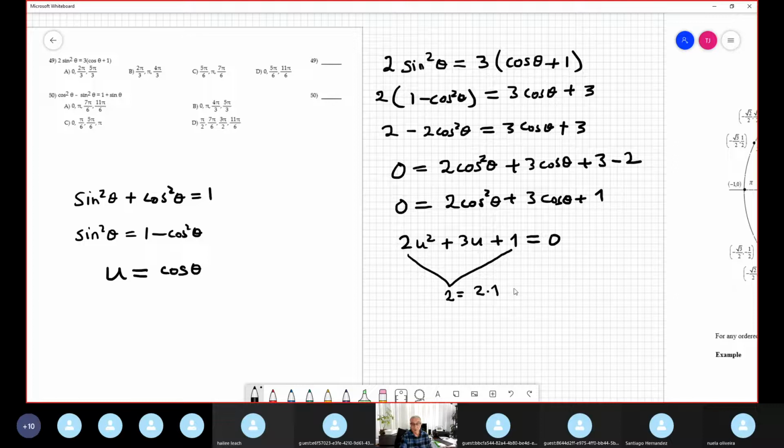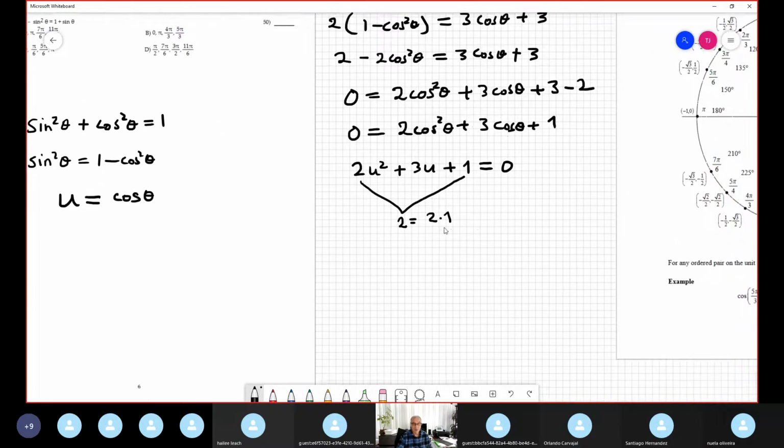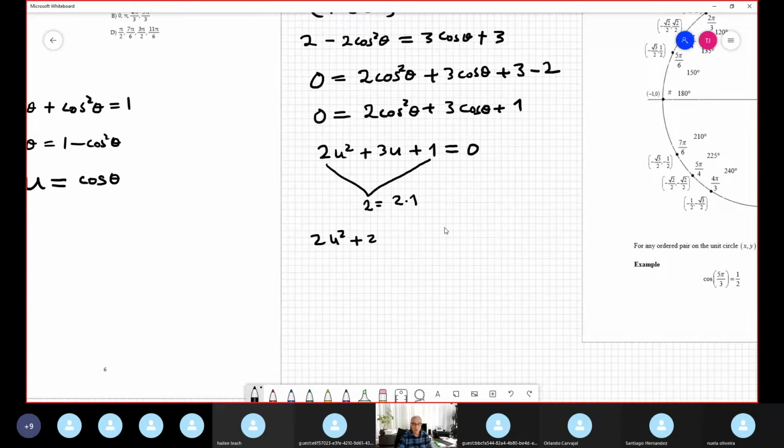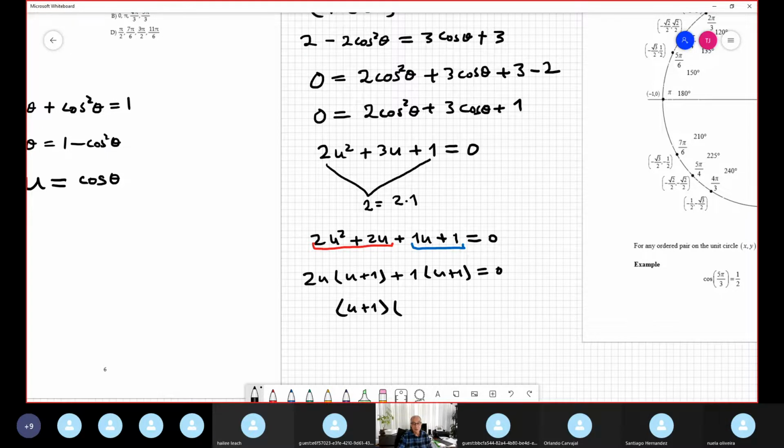So you separate, for example, 2u squared plus 2u plus 1u plus 1 equal to 0. Do you follow me? Yes. Now grouping. The couple red and the couple blue. In the couple red, the greatest common factor is 2u, and we have u plus 1. And the greatest common factor here is obviously 1, which is u plus 1. Therefore, u plus 1 is a common factor again, and we have 2u plus 1 equal to 0.